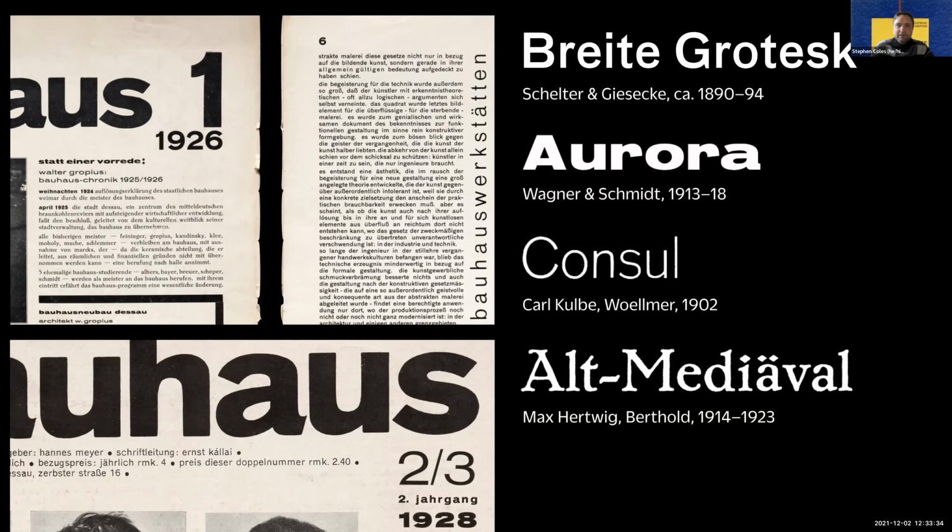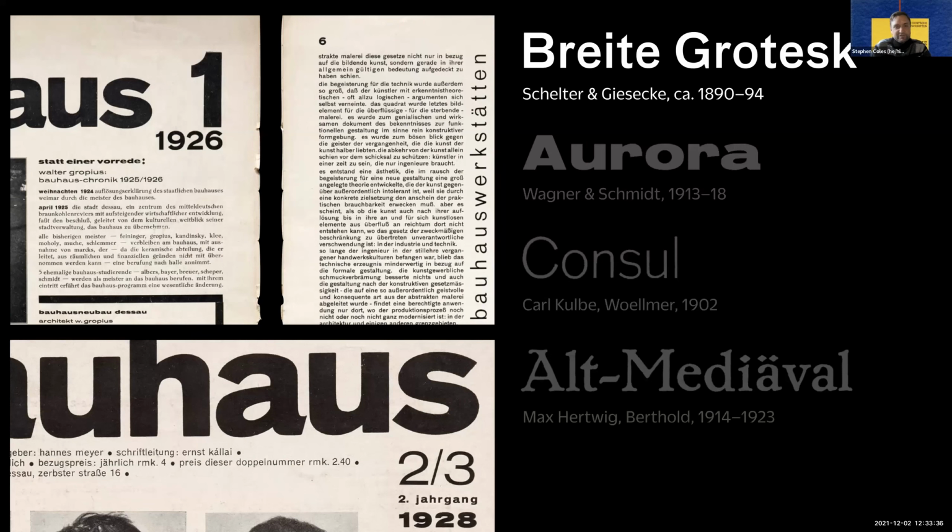So the first typeface, Breite Grotesk, this is kind of a generic name. It just means wide grotesque. It's not that wide, actually. It's maybe responding to the fact that a lot of these sans serifs at the time were condensed kind of headline work or jobbing typefaces that were narrower than this one. But Schelter and Giesecke released this in the 1890s. And there were eventually 3 different weights.